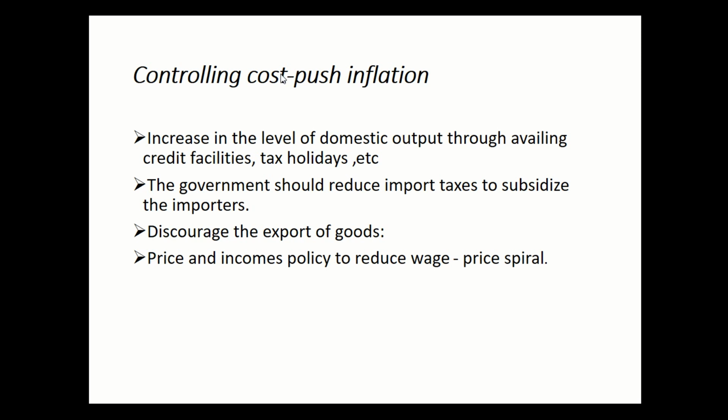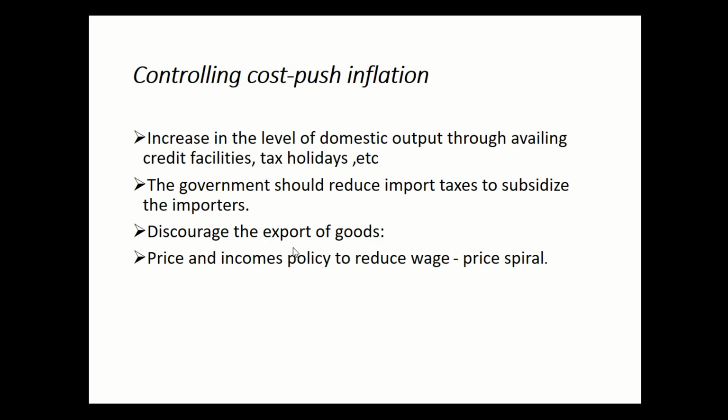Some ways of controlling cost push inflation: there is increasing the level of domestic output through availing credit facilities and tax holidays. For example, when there is a tax holiday, it will reduce the cost of production to producers, and producers try to reduce the price. The second one, the government should reduce import taxes to subsidize the importers. When the government reduces import taxes, importers will avail commodities in the country at low cost, leading to a reduction in price.